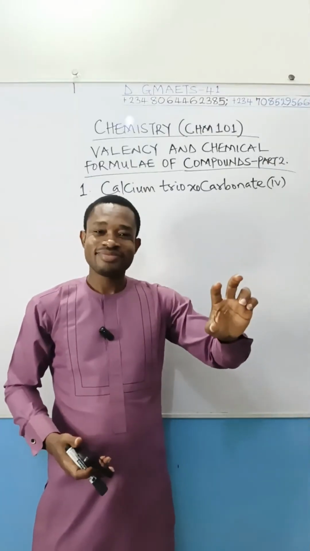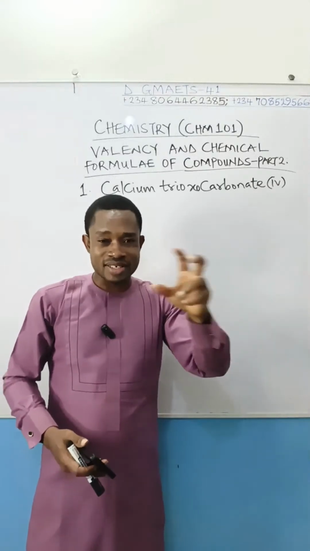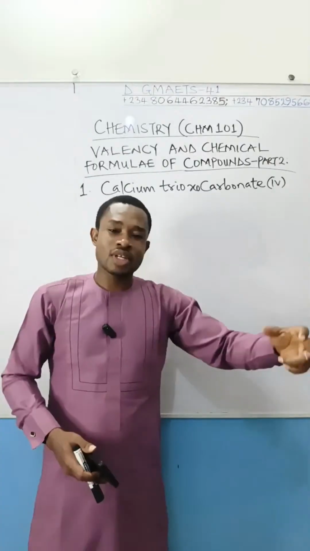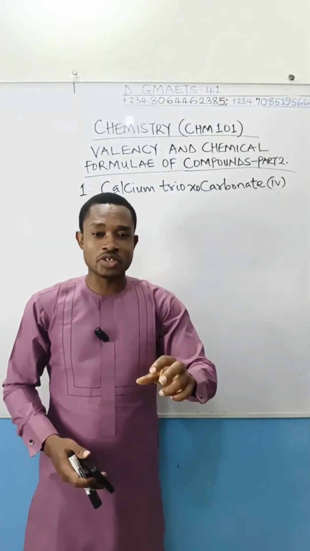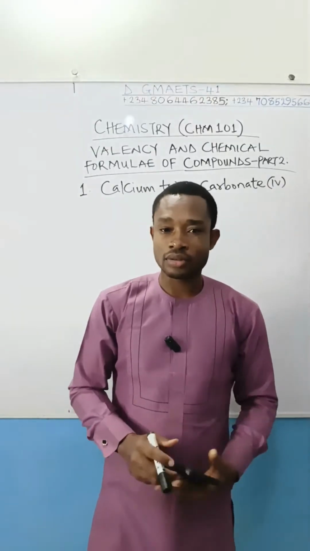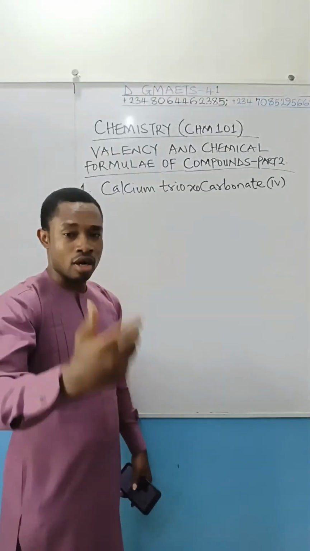Calcium. Then that tri is a number, so we have no business in terms of the elements present. We move on to oxo. That oxo is the prefix of oxygen. And then finally, we have carbonate from carbon. So these are the 3 elements present: calcium, carbon, and oxygen.